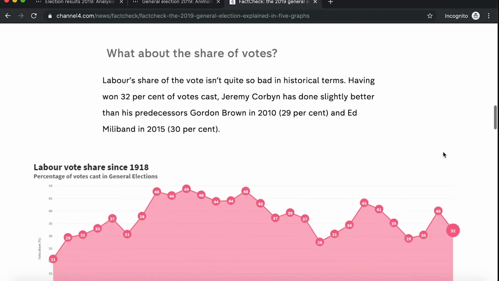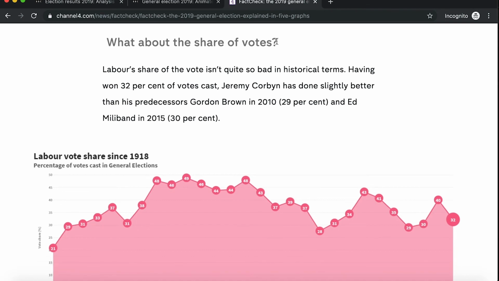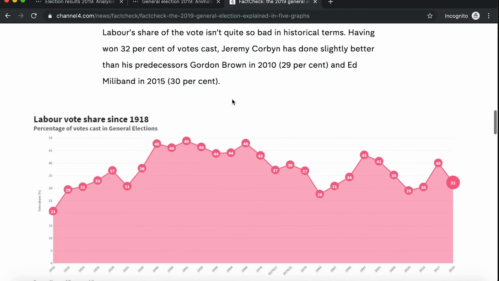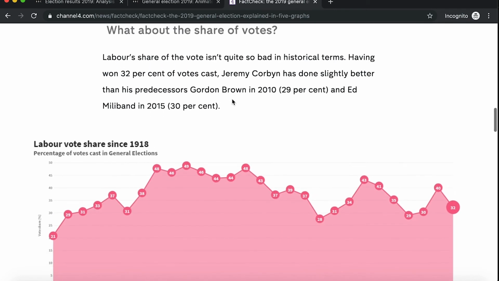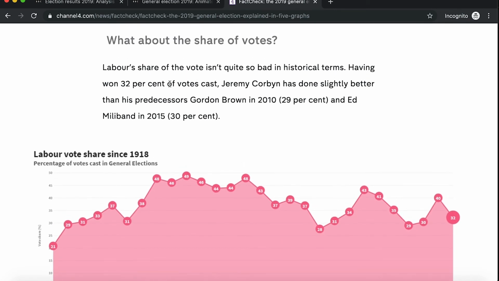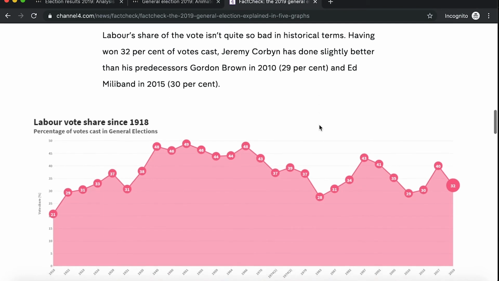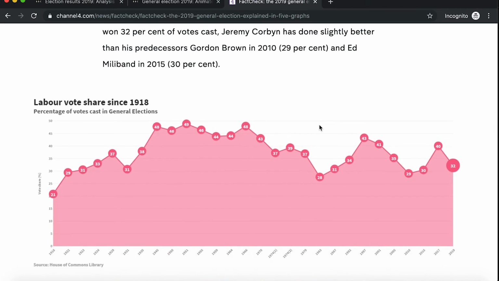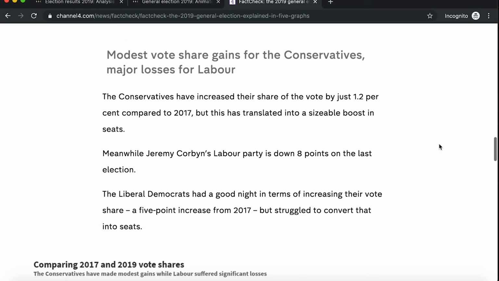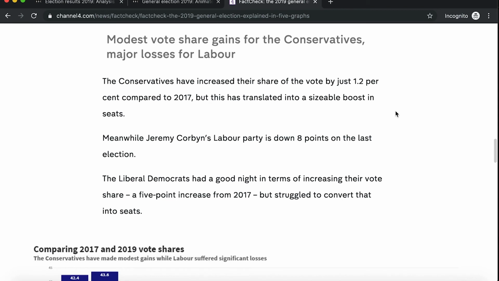And then again, they're using that kind of title. In this instance, it's a line chart to show the share of the votes. And a bit more narrative to the background, so it's not bad historically, in this sense from Labour's perspective. That's just another good way of showing the data, and they've actually outlined the individual points here on a line graph. Modest share gains for the Conservatives, major losses for Labour.